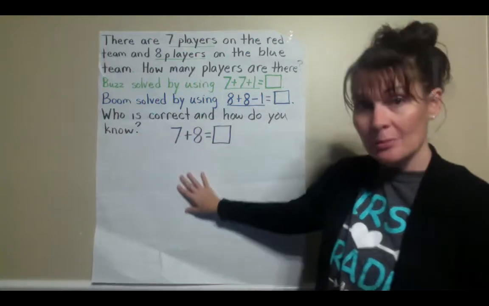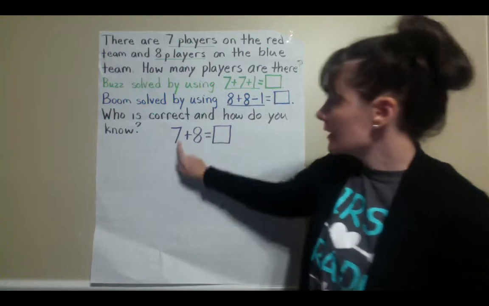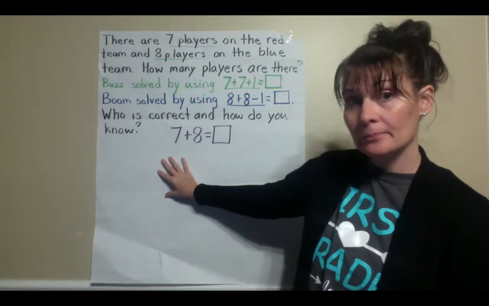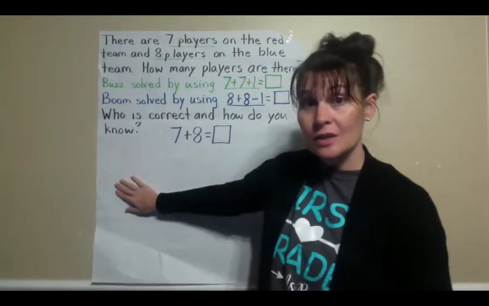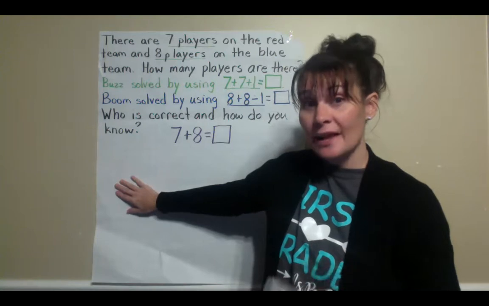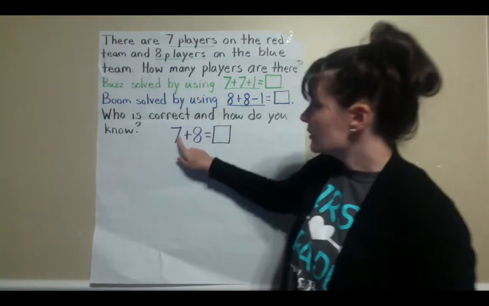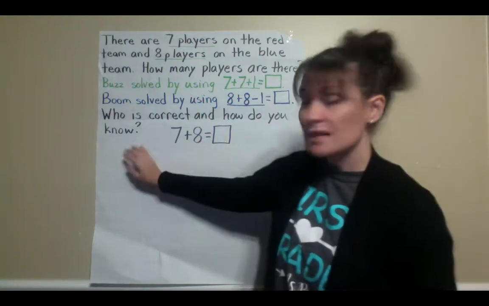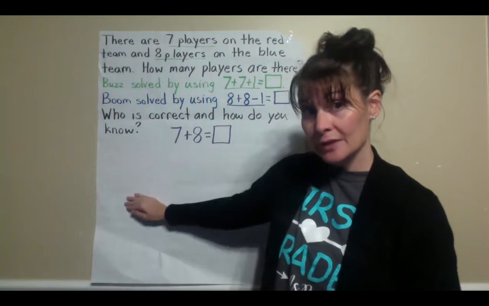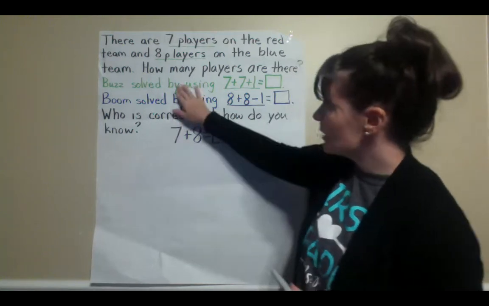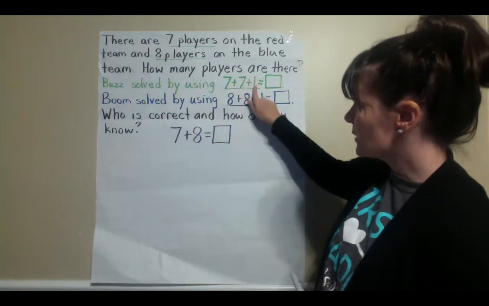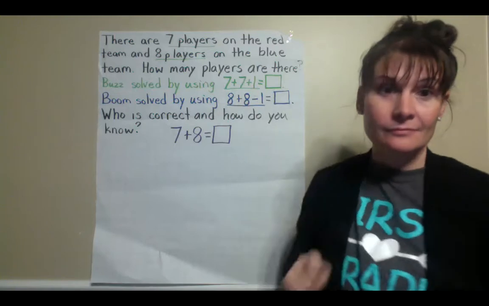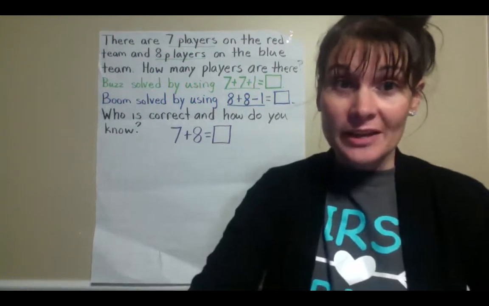So using this problem on your paper, think about which doubles fact you can use to help you solve this problem. Write it out, solve it, and then hit play when you're ready. Your problem is 7 plus 8 equals box. What doubles fact could you use to help you solve it? Is it Buzz with his 7 plus 7 plus 1? Or Boom with his 8 plus 8 minus 1? Solve your problem, and when you're ready, hit play.